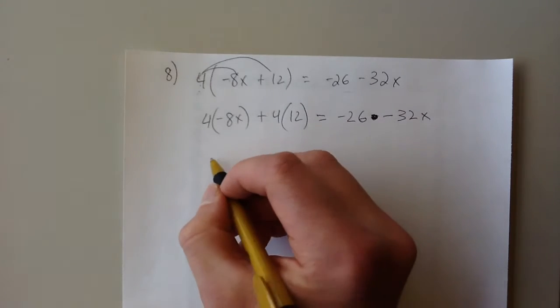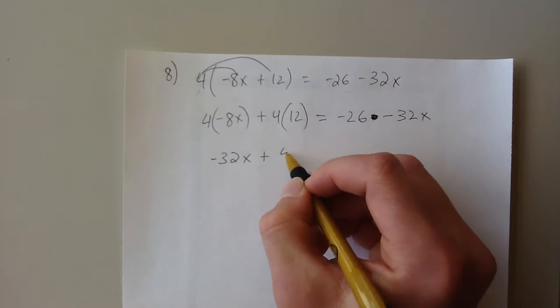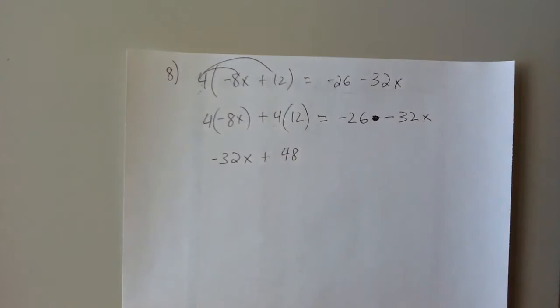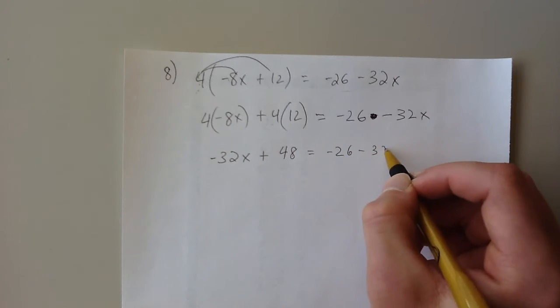Multiply these terms. 4 times negative 8x is negative 32x plus 48, because 4 times 12 is 48, equals negative 26 minus 32x.